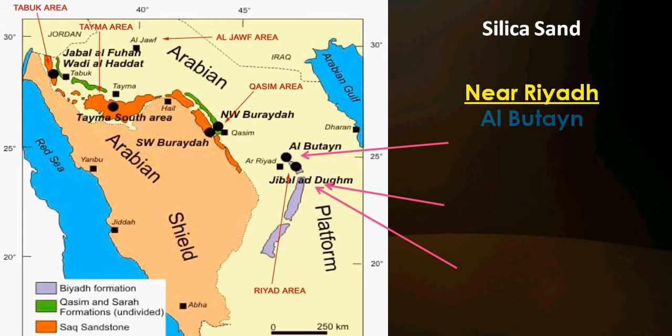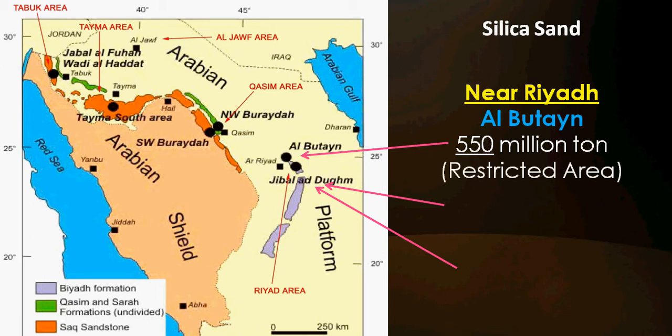Let's start with the silica resources near Riyadh. Al-Butain is one of the most important silica resources, although many Saudis don't know about Al-Butain because this area has been restricted for any kind of mining. But previous work in the 1990s has indicated a silica sand resource of 550 million tons of high quality silica sand in this area. Why is this area restricted? Perhaps the government of Saudi Arabia wants to keep this area for the coming generations.